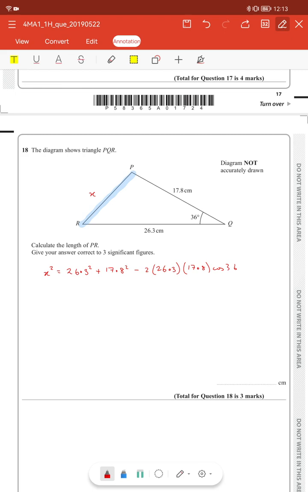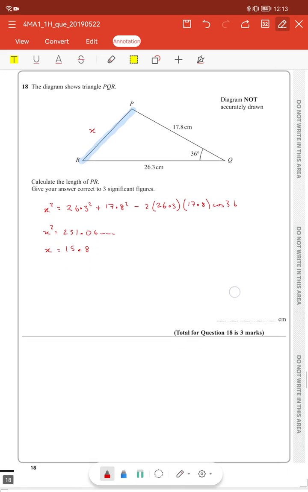And if you put this into your calculator, just typing it in, cos 36, that would give you x squared equal to 251.06. So x would equal the square root of that, which would give you 15.8 to 3 significant figures.